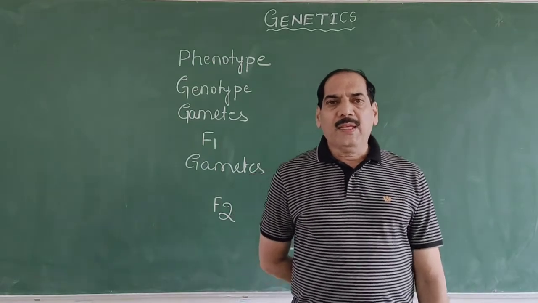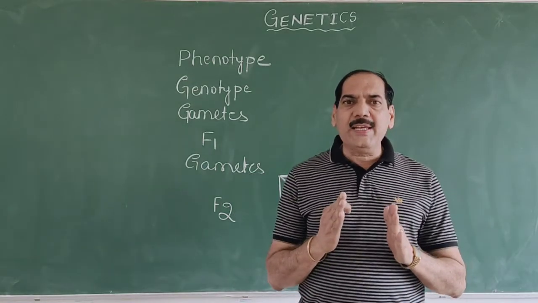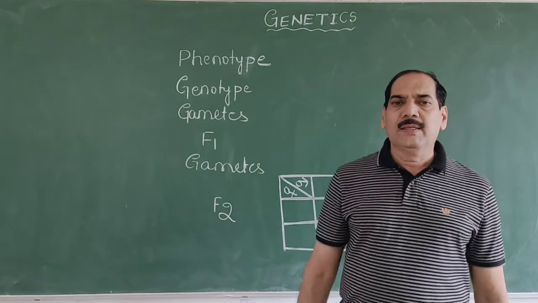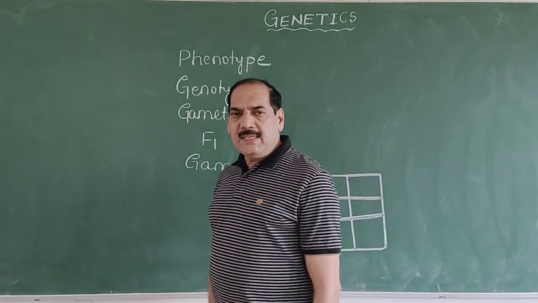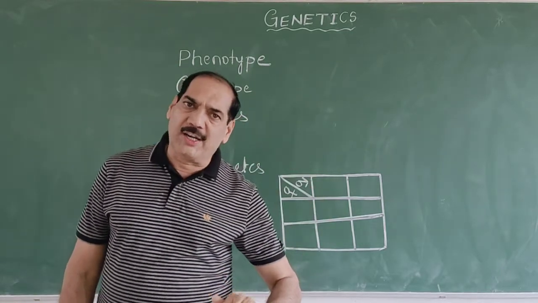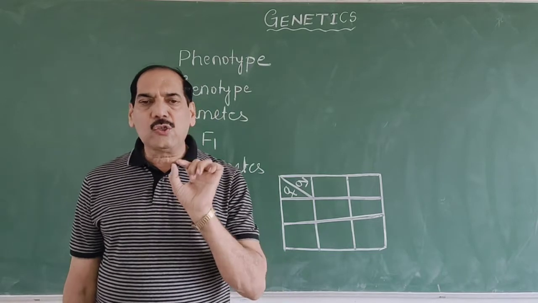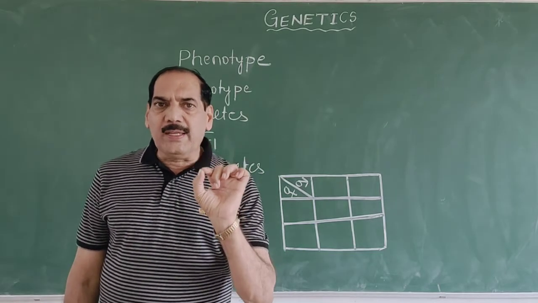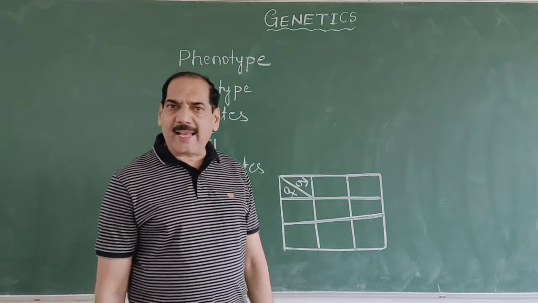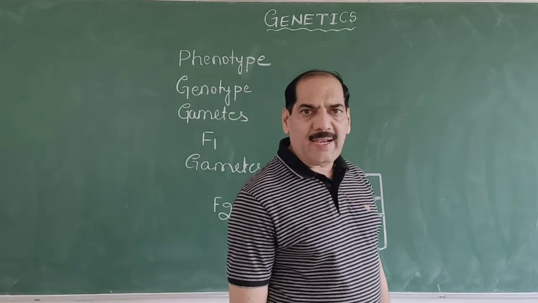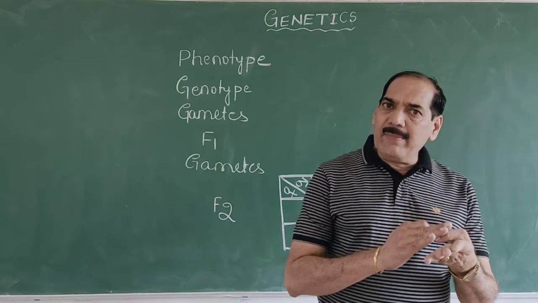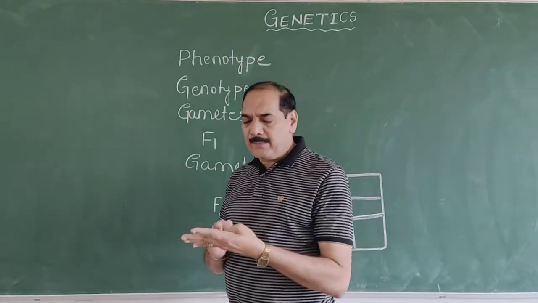Of them, he noted 7 contrasting characters, meaning opposite characters. In pea plant varieties, some pea plants grow tall, some grow short or dwarf. So those 2 varieties differ in the length of the stem. This is one contrasting character. Pea plants differ in their stem length or height.